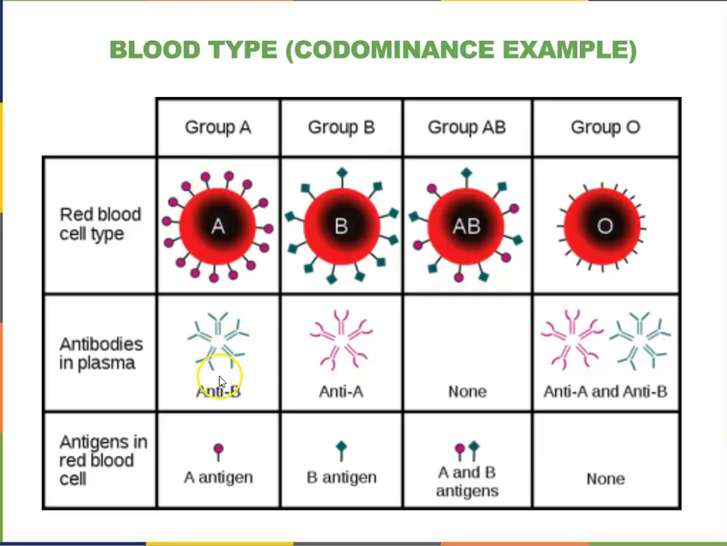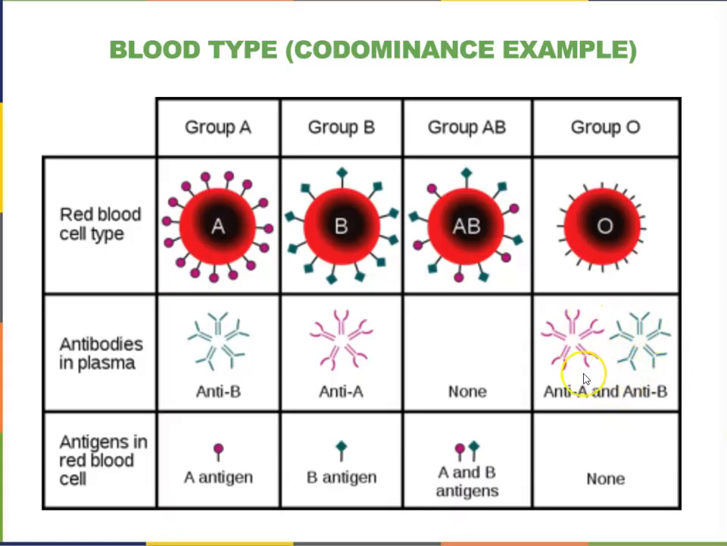In the plasma of blood type A, they have anti-B antibodies. In blood type B, it has B antigen on the surface of the red blood cells, and in the plasma, they have anti-A antibodies. And for blood type AB, it has both antigen A and antigen B, and there are no antibodies in the plasma. For blood type O, the red blood cells do not have any antigen, but in their plasma, they have anti-A and anti-B antibodies.